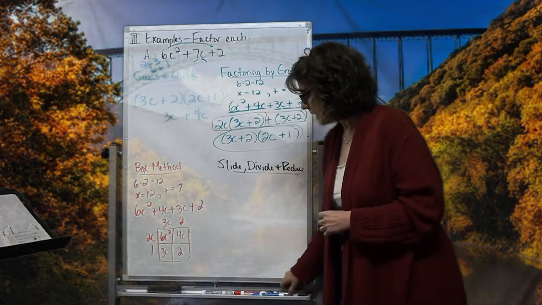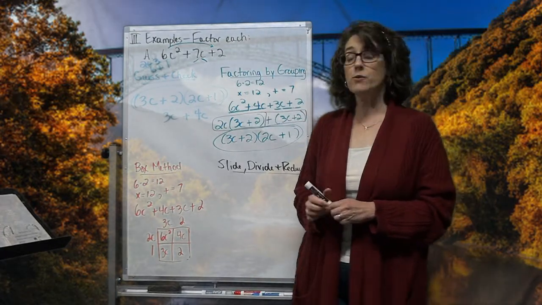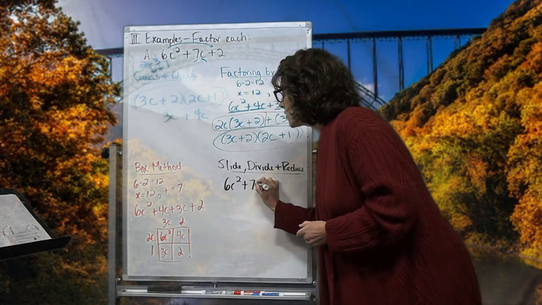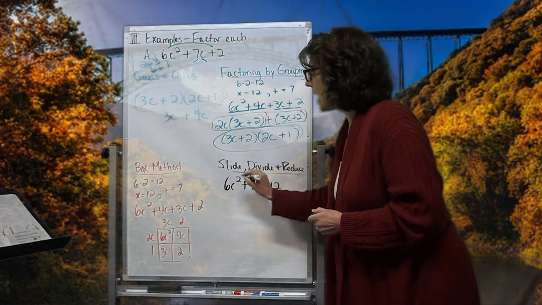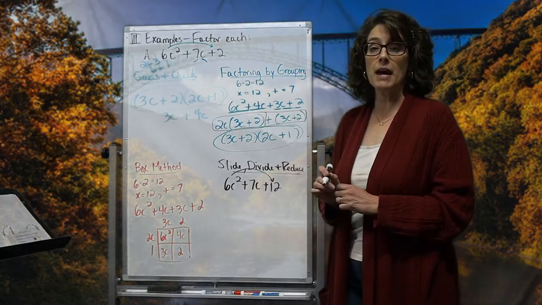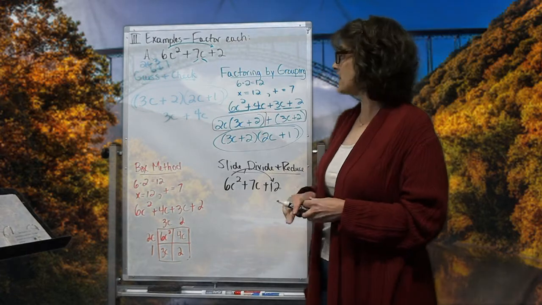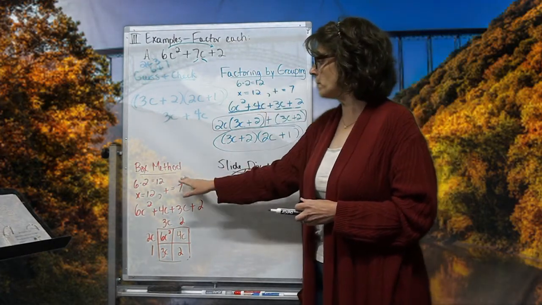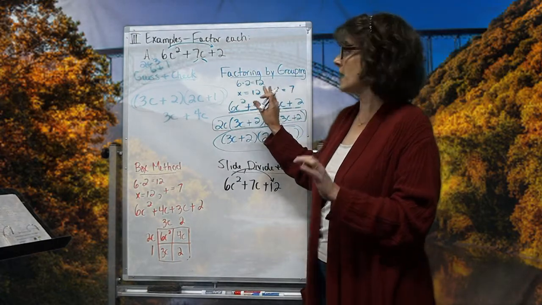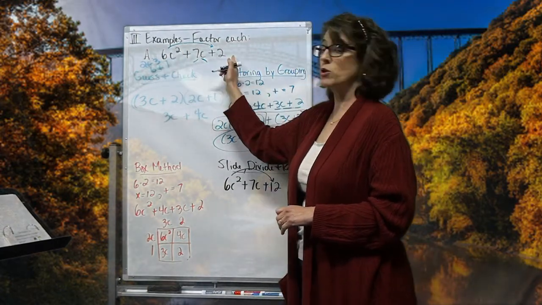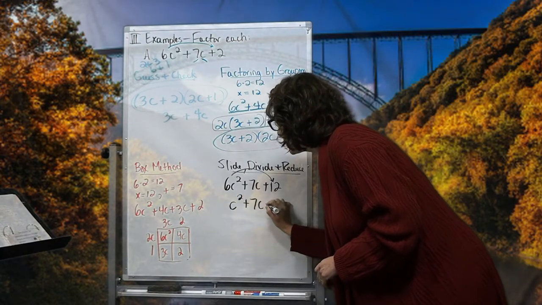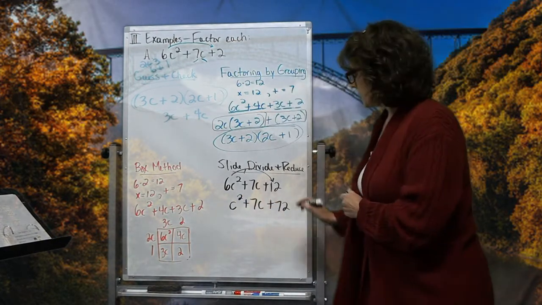Now, last method is slide, divide, and reduce. The name tells you exactly what to do. So the first step is to slide. You slide that front coefficient to the back by multiplication. That should sound familiar because that's exactly how you started factor by grouping. That's exactly how you started the box method. All three of these methods start the same way. Front coefficient multiplied to the back. Here's where we take a detour though, because when we do this, here's the slide.